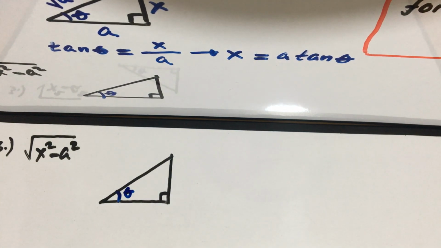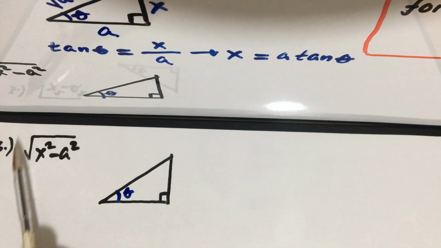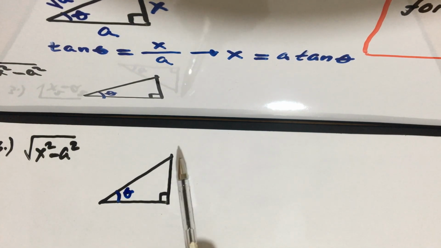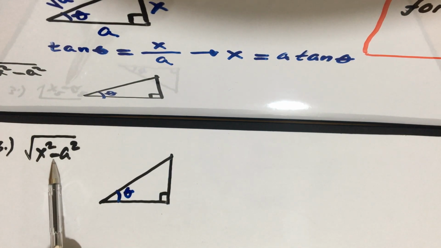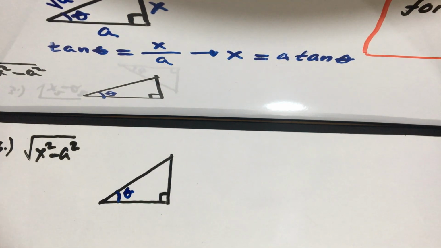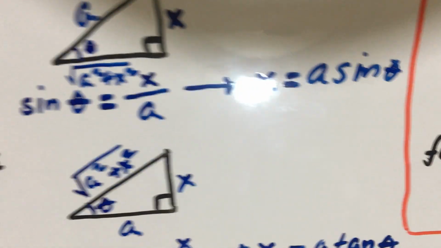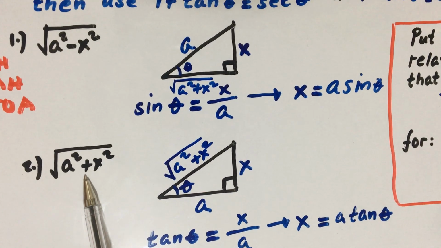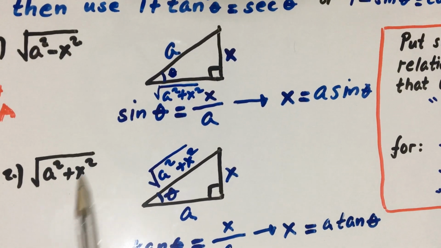Okay, so the question now is: does this represent a hypotenuse or a side? As you can see from the sign between x and a, this is negative. If it's negative, that indicates it's a side. Okay? So it's a side. For positive, like the one that we had in the second one, this one here, this is positive. So it means this represents the hypotenuse. Okay?